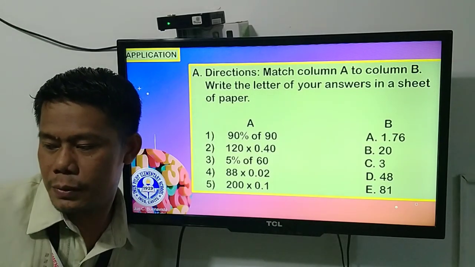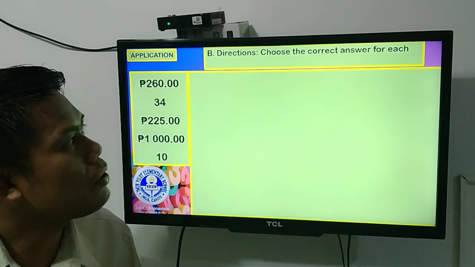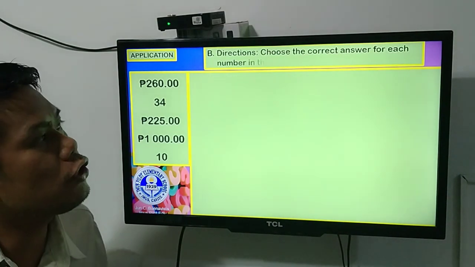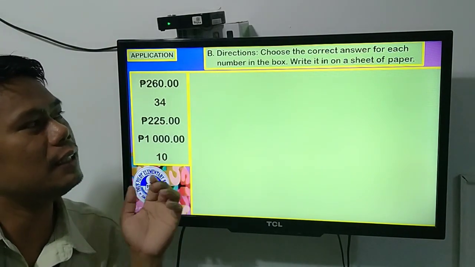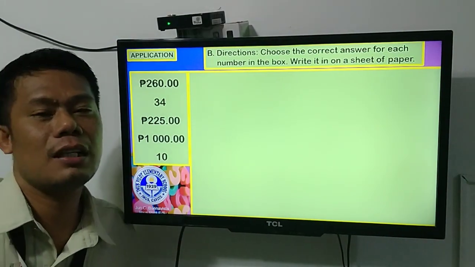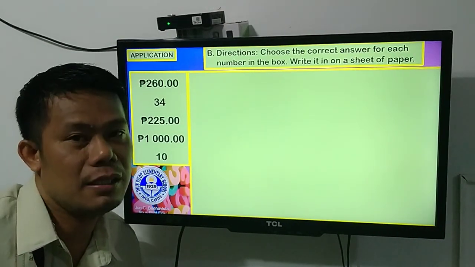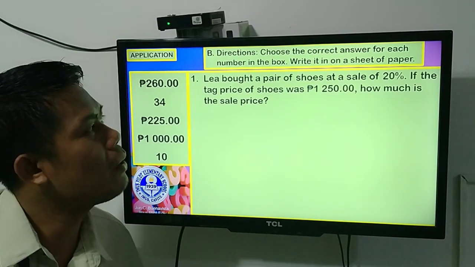Okay, if you are done, let's proceed to the second one. Okay, directions. Choose the correct answer for each number in the box. So, dito tayo naman kukuha ng answer. Write it on a sheet of paper or again, pwede din sa notebook. At ang sagot ulit dito ay ilalagay din sa Google Classroom. Okay, so these are the questions.